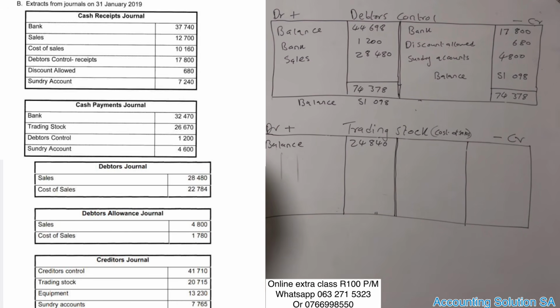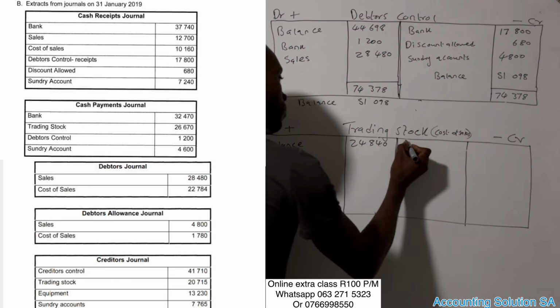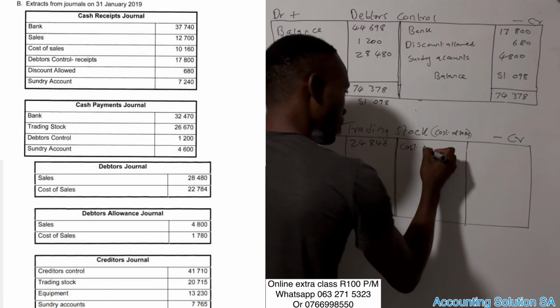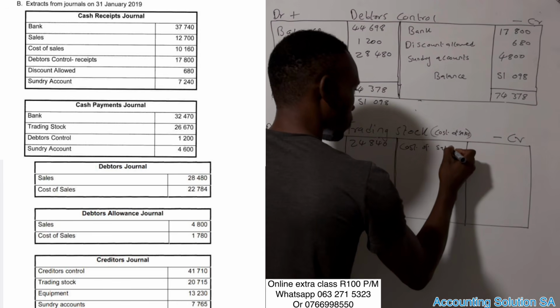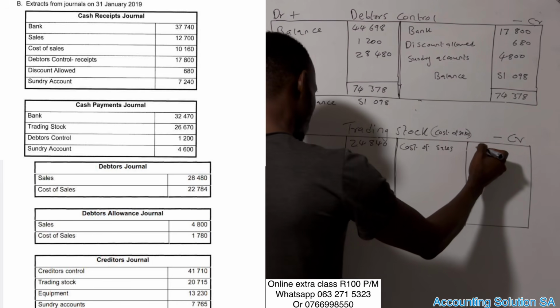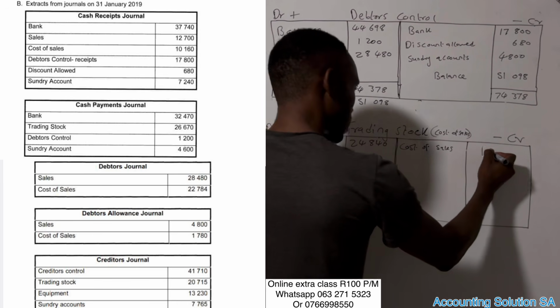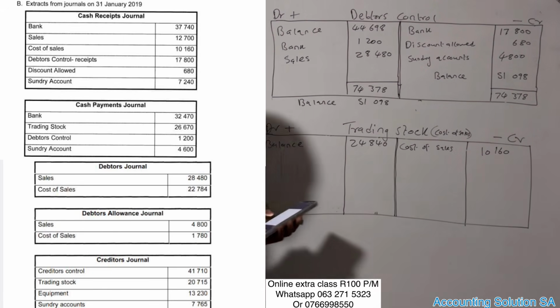Remember, we need to start with the cash receipts journal. Under cash receipts journal, there is a cost of sales of inventory which was sold to a customer, which is 10,160. Remember, I said you must take cost of sales. All cost of sales that we have, we are going to take them. Cost of sales, inventory is gone, guys, because it has been sold to a customer, 10,160.